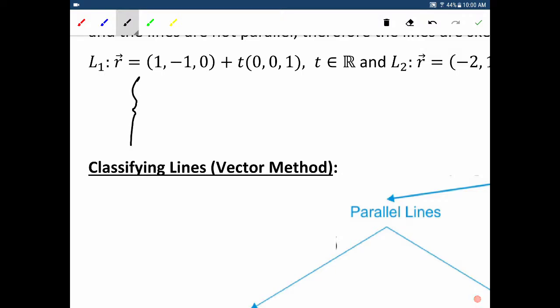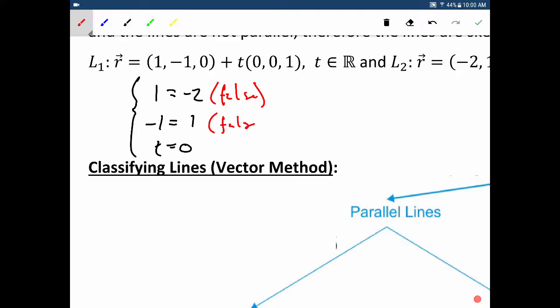Our system of equations here tells us what's going on. Our first one, we would have 1 equals -2. Then we have -1 equals 1. And then we have t equals 0. Right off the bat, you will notice that's not true, and that's not true. So right away, we know there is no point of intersection, so there is no solution. I don't want to write all of the point of intersection, it's taking long enough as it is.